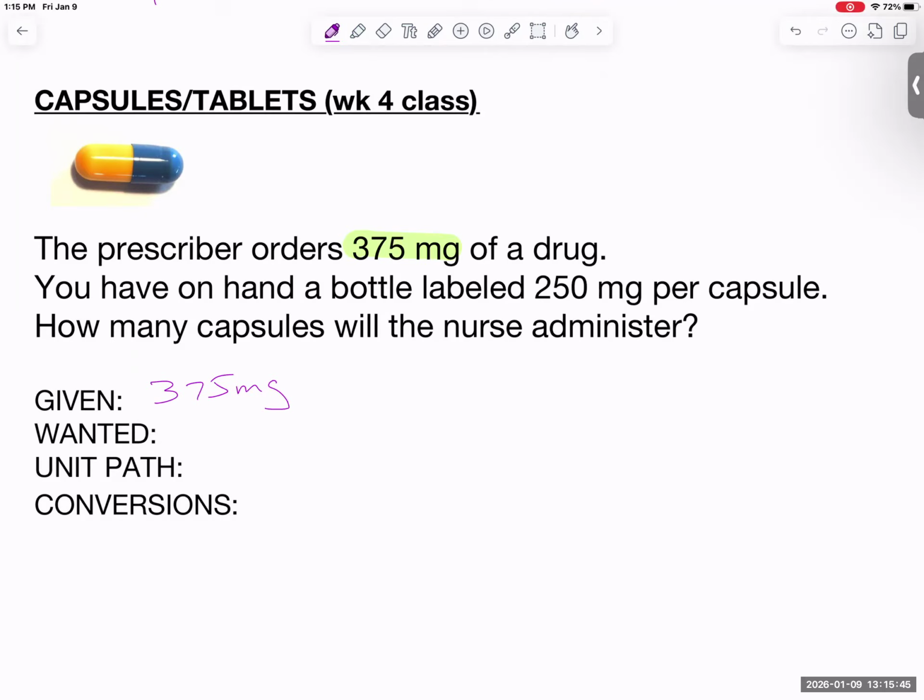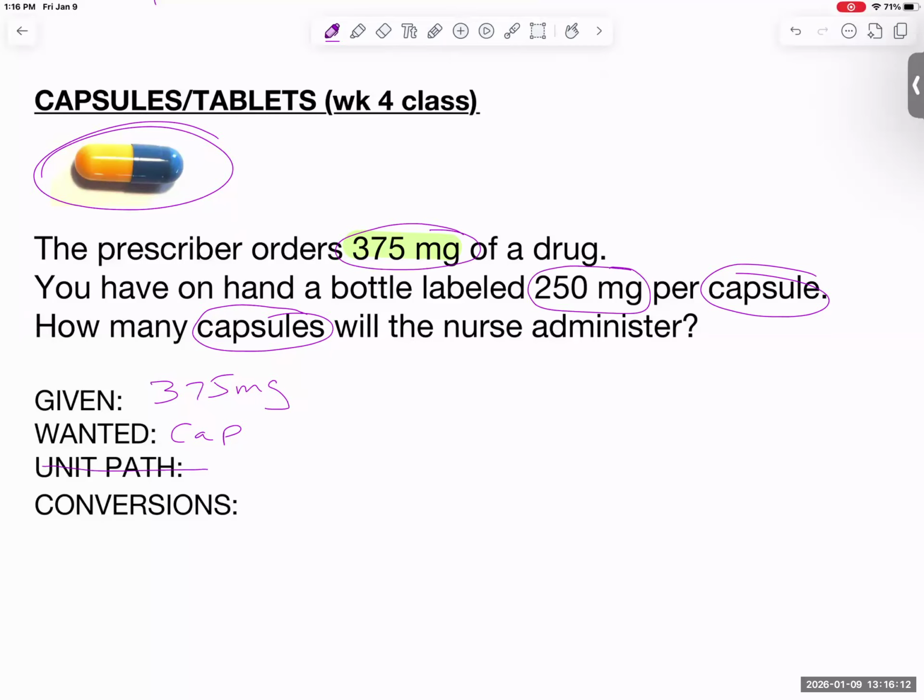Number of capsules to give. Capsules, because what am I going to give the patient? It comes as a capsule. So I have to solve for what I have. I can't solve for a tablet because it's not a tablet. It's an actual capsule. All right. So is there a unit path? Well, no, because the strength is in the same unit of measure, milligrams. So I don't need a unit path and I don't need any conversions. But now I need to know what I have on hand, or they call it available.